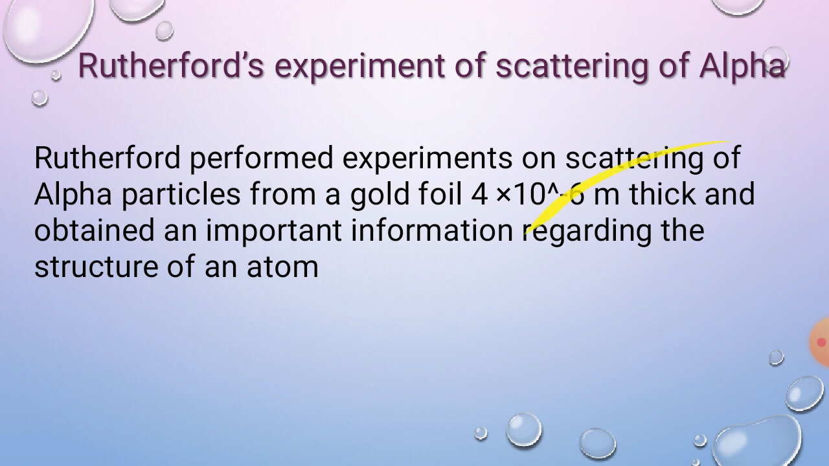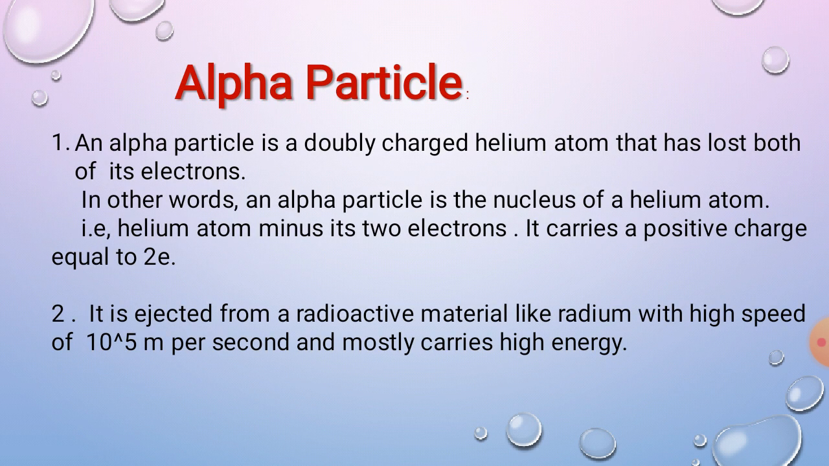Then we can see the alpha particles. An alpha particle is a doubly charged helium atom that has lost both of its electrons, or an alpha particle is the nucleus of a helium atom. Helium atom minus its 2 electrons. It carries positive charge equal to twice e.